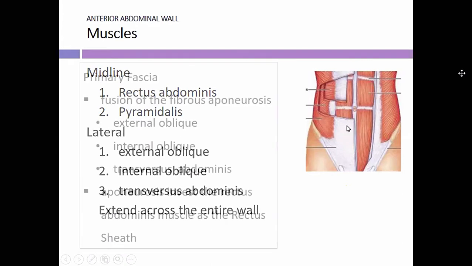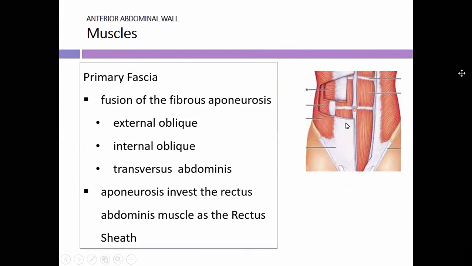Now, this muscle, there is a primary fascia which is established because of the fusion of the aponeurosis of these three muscles, the external, the internal, and the transversus abdominis muscle, forming the primary fascia. And this invests on the rectus abdominis muscle to form the rectus sheath.